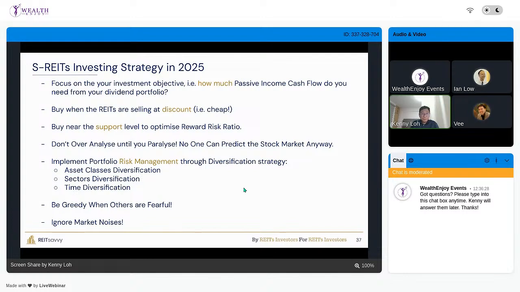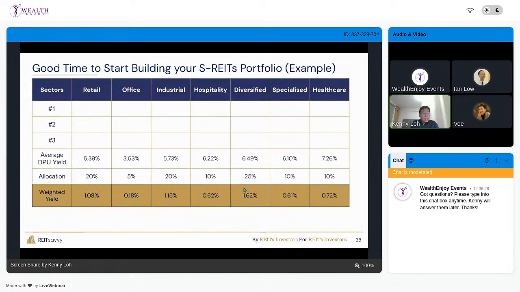So my summary is that at the present moment, based on the valuation itself, the macro environment, and also the interest rate direction, this is a good time to start building your S-REIT portfolio if you have not done so. Don't put everything into one or two REITs. My advice is to identify different sectors, pick the top 3 REITs in each sector, and wait for the right time and right price to enter. You just need to do some allocation to each sector itself. Overall, you should be able to build a REIT portfolio with a weighted average DPU yield of about 6.6% at the present moment.